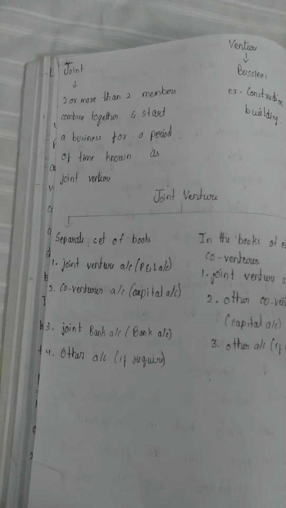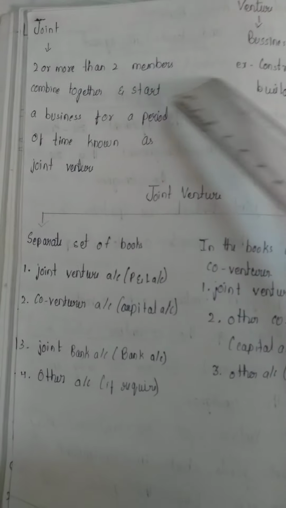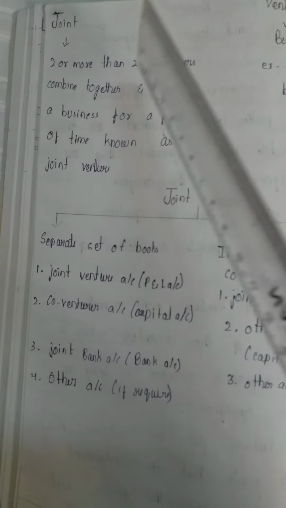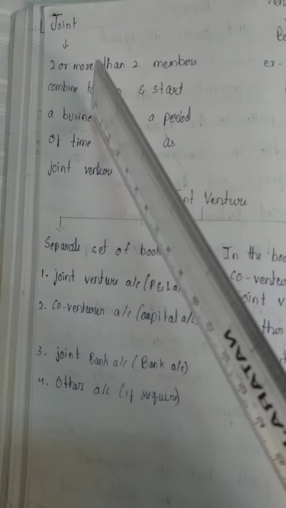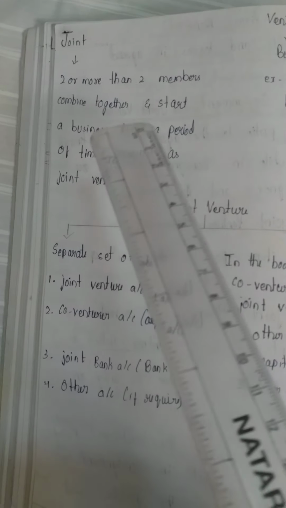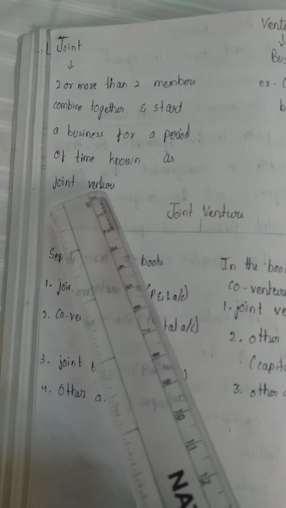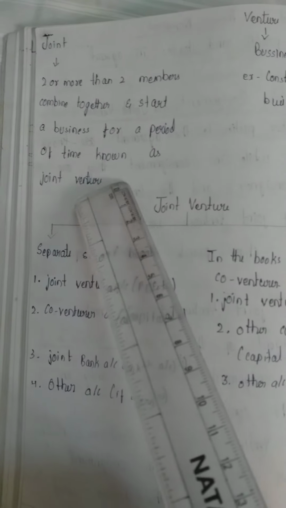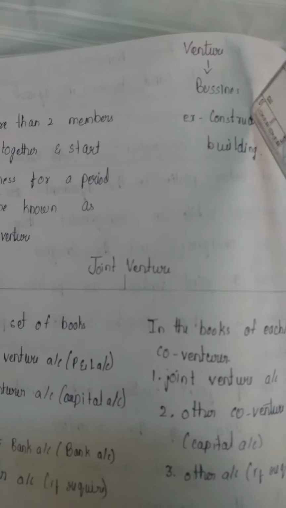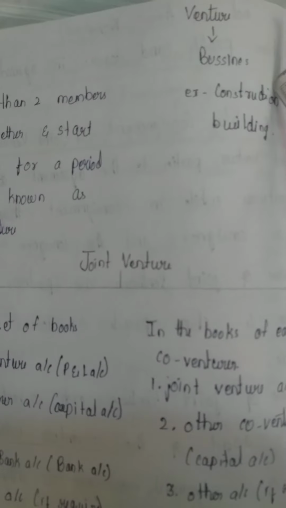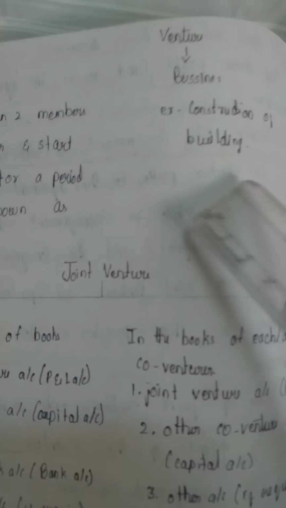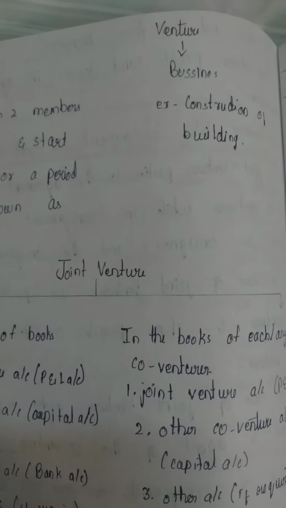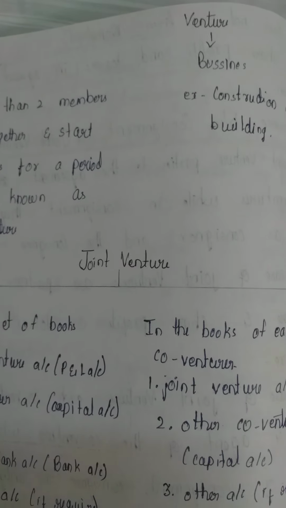So, we will see this. What is the meaning of joint? Joint means two or more than two members combine together and start a business for a period of time, known as joint venture. So venture means business. Example, construction of building, etc. is called venture. So we will see the problem of this.